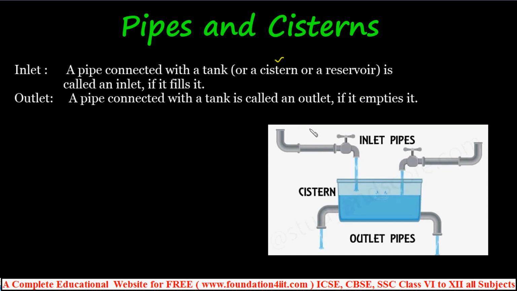So in this example, pipes A and B are filling this tank, so they are inlets, and pipes C and D are emptying, so they are the outlets, right? And the basic concept you can understand here.